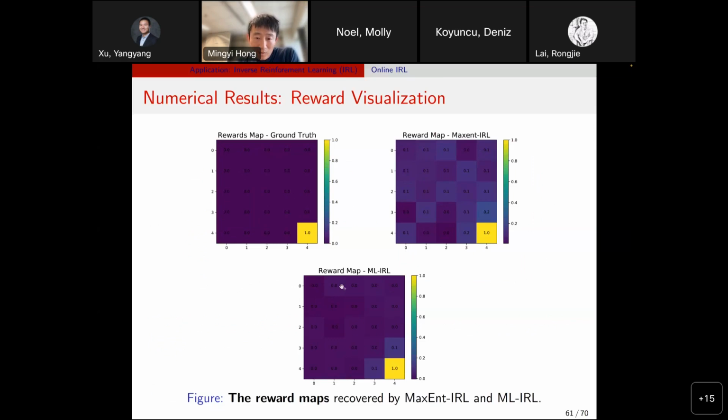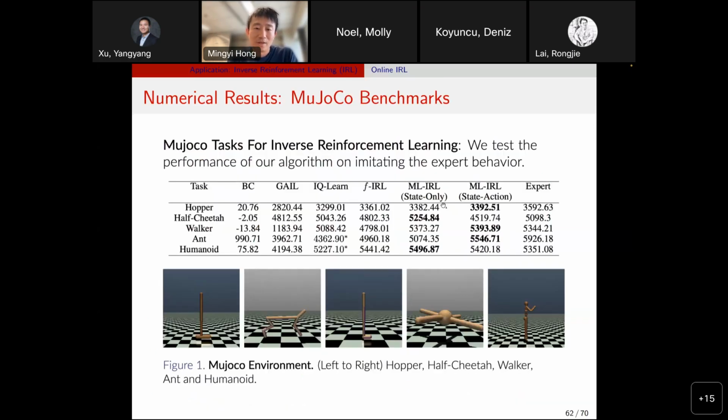So in our case, most places are 0. We indeed learn a good reward. Only these two places have slightly higher reward than the ground truth. But for max-ENT, you see every place is almost 0.0, 0.1 or 0.2. So the reward they learn is also a bit worse.